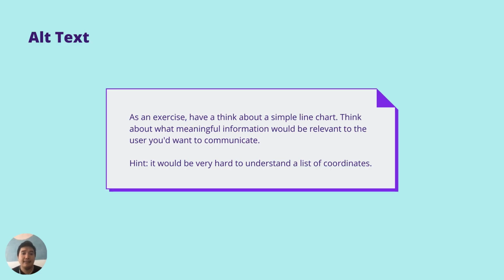As an exercise, have a think about a simple line chart. Think about what meaningful information would be relevant to the user you'd want to communicate. So a hint I want to give you here is it would be very hard to understand a list of coordinates. Instead, think about the direction of the line chart. Think about what information or what message you're trying to convey to the user.